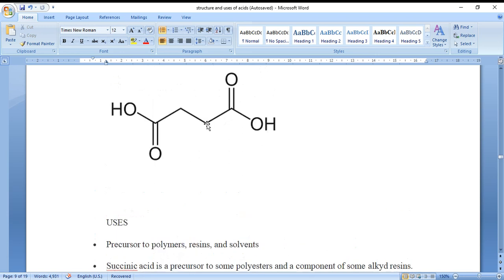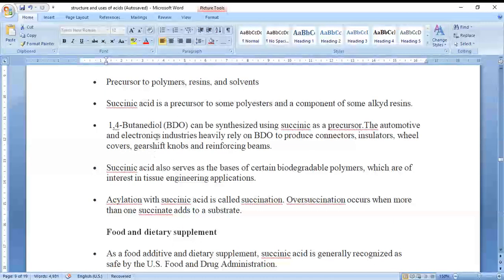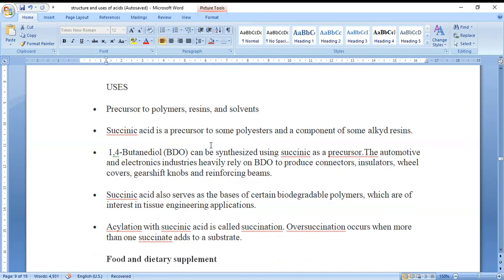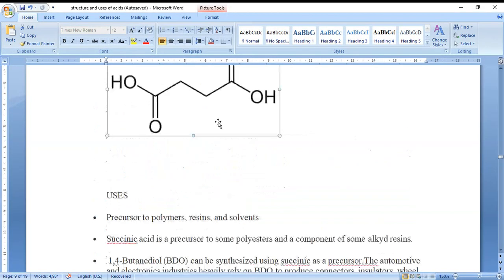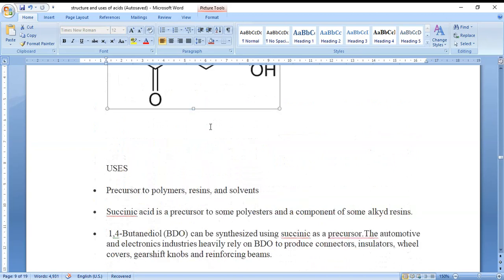Dioic acid. In the same case, if the acids are replaced with alcohols, that is, if the acids are replaced with OH, then this compound is called 1,4-butanediol. Or 1,4-butanedioic acid can be converted into 1,4-butanediol. So this 1,4-butanediol can be synthesized from this succinic acid. That's why we call it a precursor.